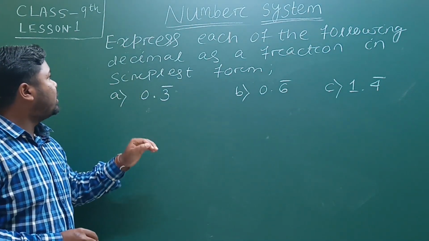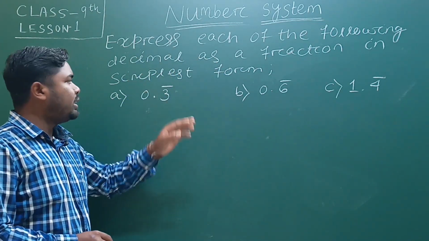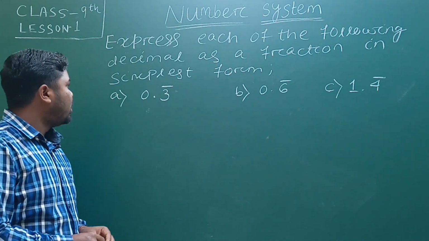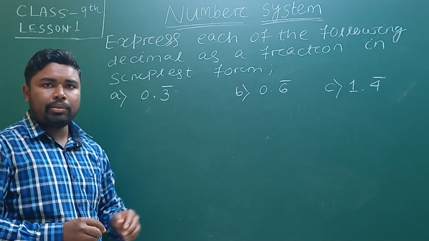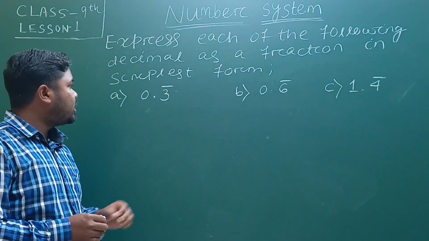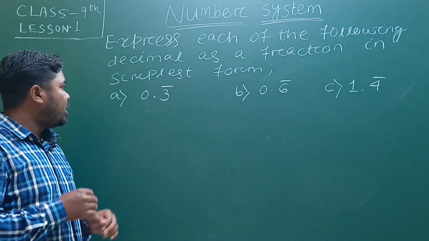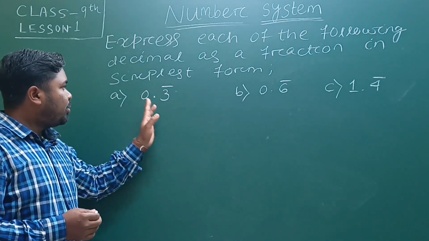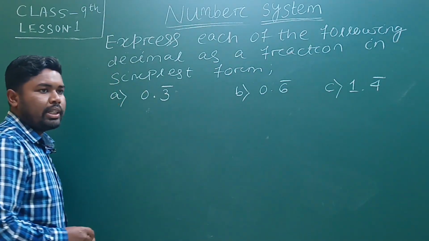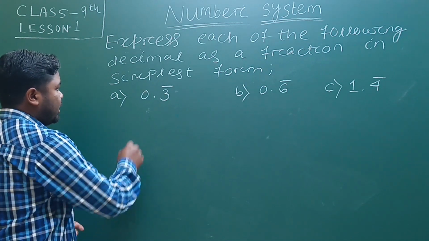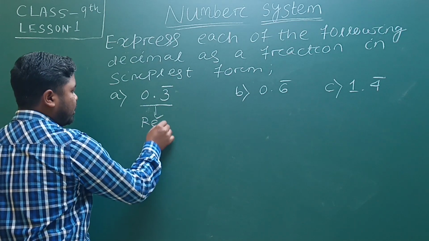The question is, express each of the following decimals as a fraction in simplest form. We have already discussed converting fractions into decimal form. Now we will discuss converting a decimal number into a fraction. How can we convert a decimal number into a fraction? Our first question is 0.3 with a bar over it. This means it is a repeating decimal.